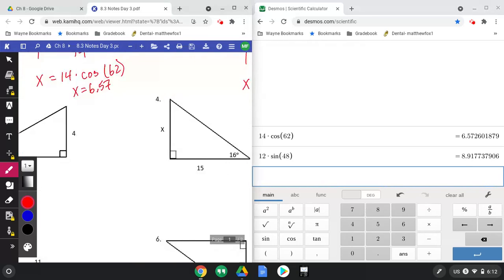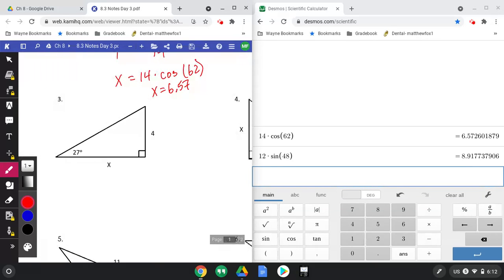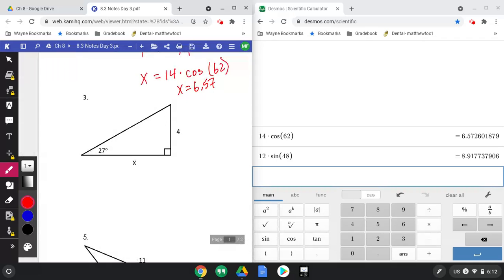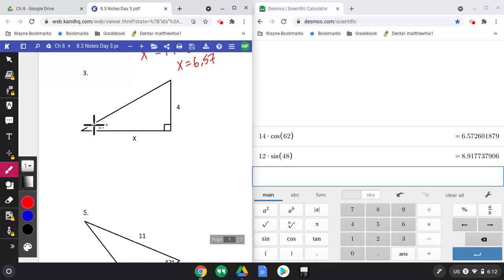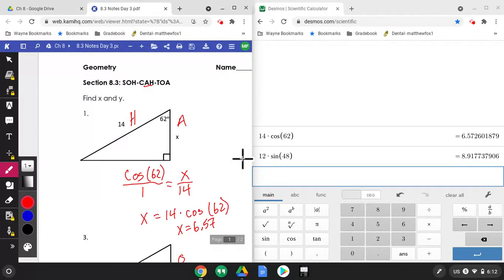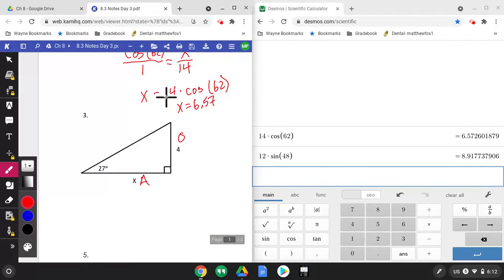All right. Now, this third one, I want to make sure we do this because this one is slightly different. We haven't had one quite like it yet. Okay, now the first thing we do is still the same. We are going to label these. So if we label it, our opposite side is the 4, x is our A. Okay, we have an O and an A. So we go up here to the top, TOA, O and A, tangent.